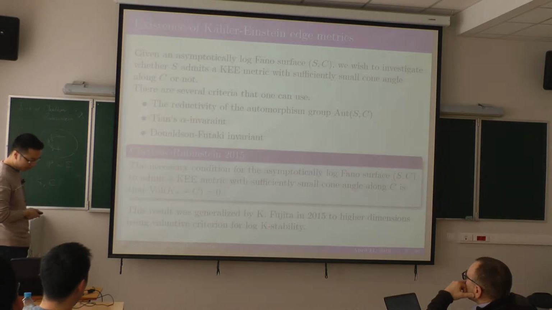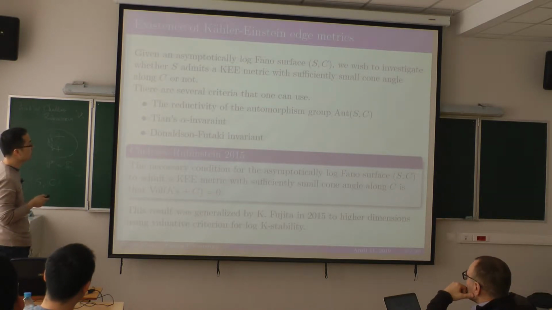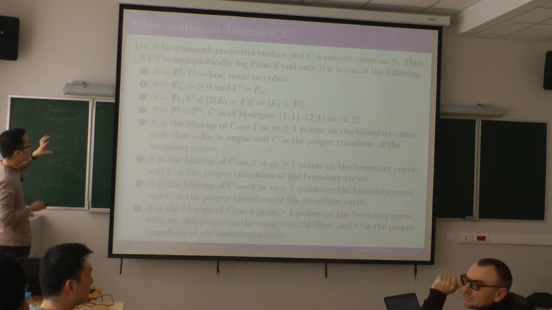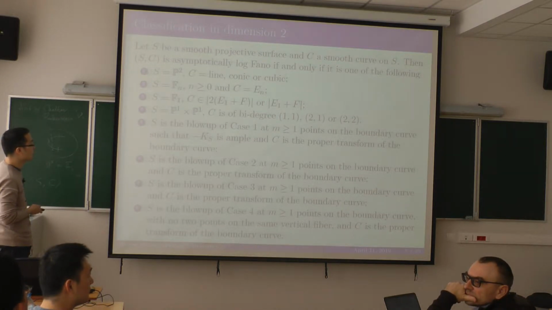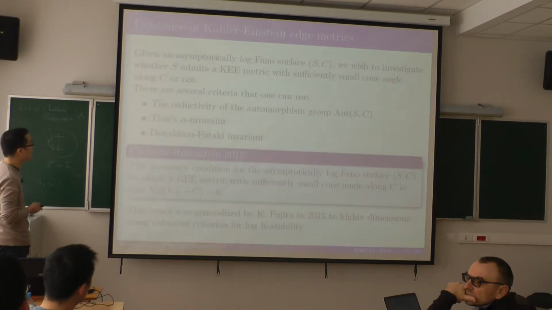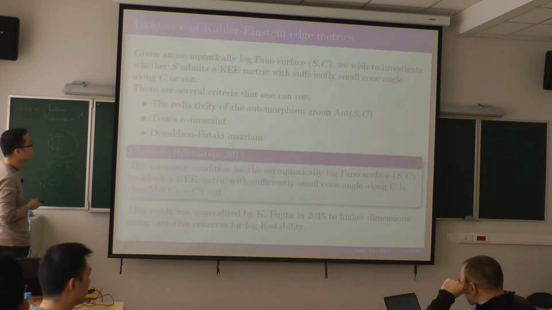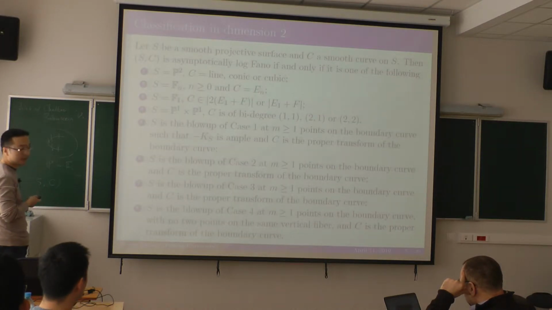Because if we want this pair to admit a Kähler-Einstein edge metric, then the automorphism group has to be reductive. So we can check this list and see whether the automorphism group is reductive or not. Using this, we can exclude several cases from this list. We can also use Tian's alpha invariant. We can try to compute it for many cases, and we can show that there indeed are some cases where we do have a Kähler-Einstein edge metric.